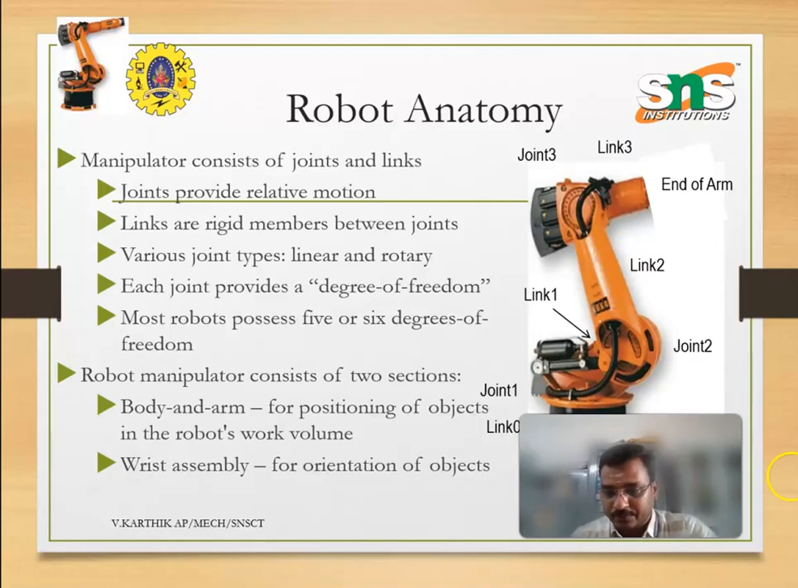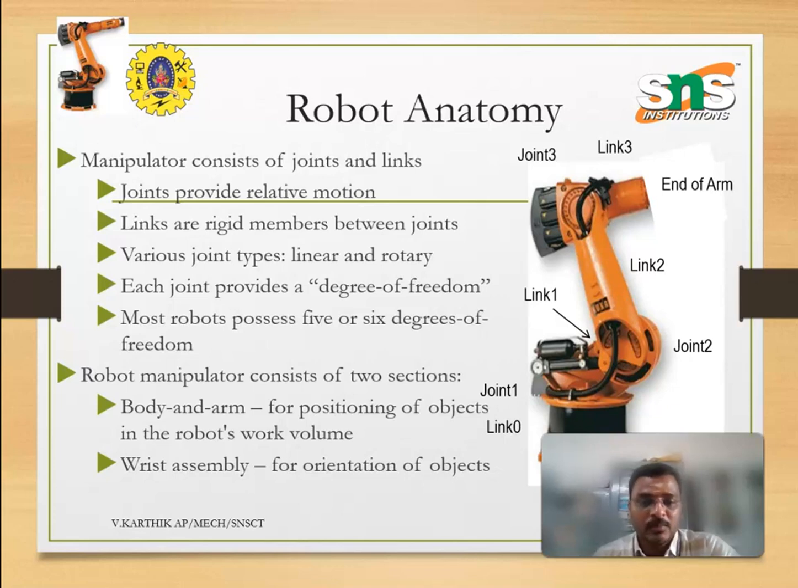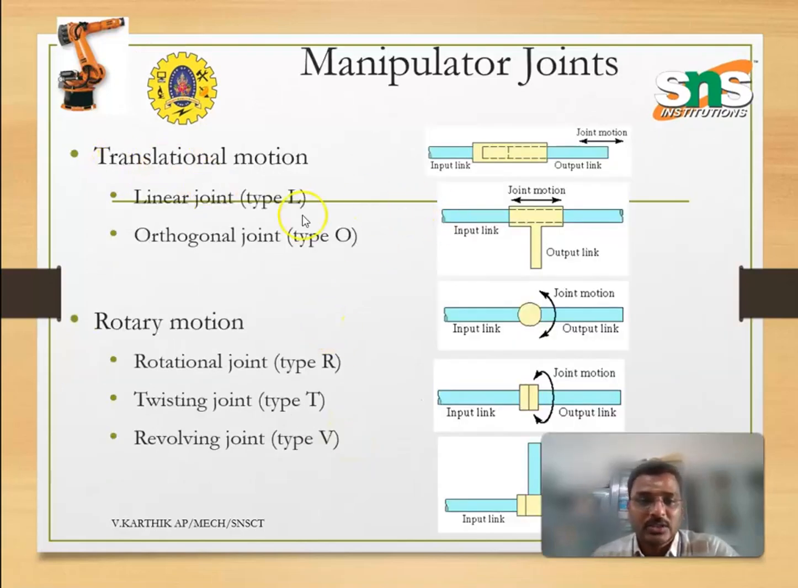to the machine. The robot manipulator consists of two sections: body and arm, and then wrist assembly. Body and arm position the objects in the robot's volume. Wrist assembly is for orientation of the objects. Then manipulator joints. We have two types of joints: translation motion and rotary motion. Translation motion is a linear joint with an input link and an output link, going to and fro left and right. Rotary motion has three types: a rotational joint, a twisting joint, and a revolving joint.